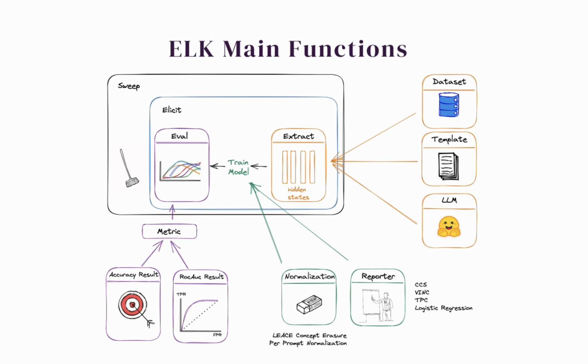Here's an example. If you call elk elicit GPT-2 IMDb, this extracts the model activations, trains a linear classifier, and produces summary statistics like the AUROC score and accuracy. You can also do sweeps over a range of datasets, models, and prompt combinations with the sweep command.